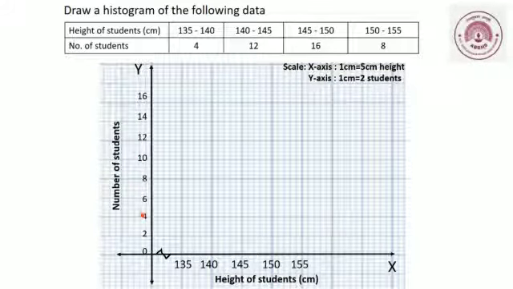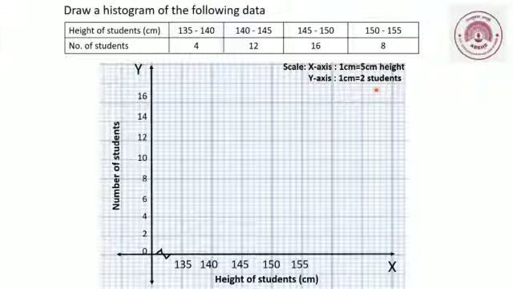Observe the class intervals 135 to 140 and 140 to 145 and so on. So here class width is 5. So now we have to choose an appropriate scale for x-axis and y-axis. Since the class width is 5, on x-axis we take 1 cm is equal to 5 cm height. And observe the frequencies 4, 12, 16 and 8. They range from 4 to 16. So if we take on y-axis 1 cm is equal to 2 students, it should be ideal.